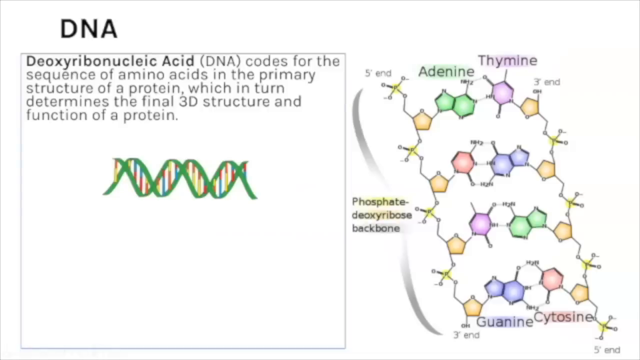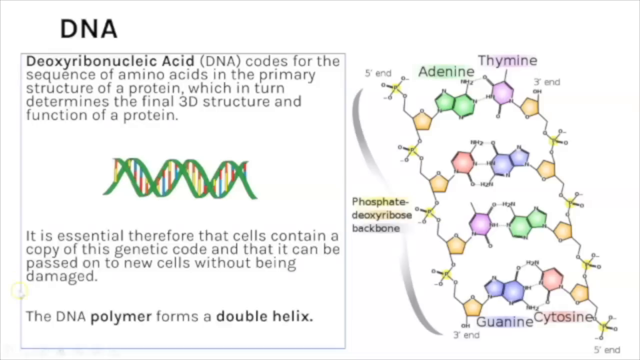So the next biological molecule is DNA, or deoxyribonucleic acid. And its function is that it codes for the sequence of amino acids in the primary structure. So it's very, very essential. It contains the genetic code and it can be passed on to make new cells, but also it can be passed on to the next generation.